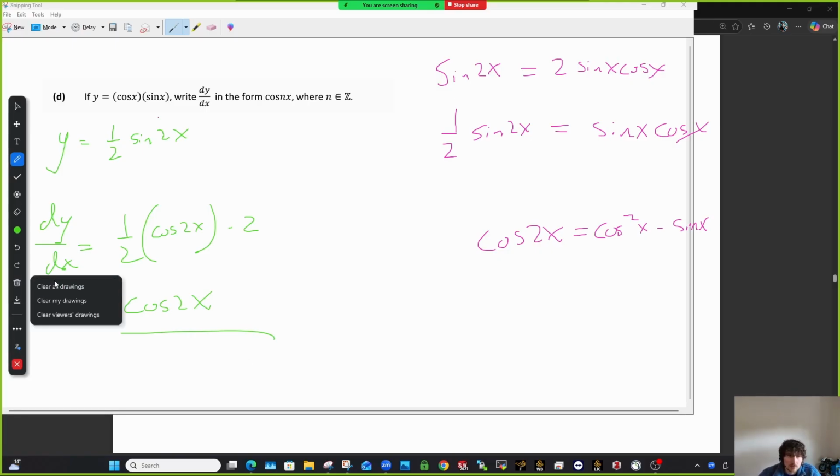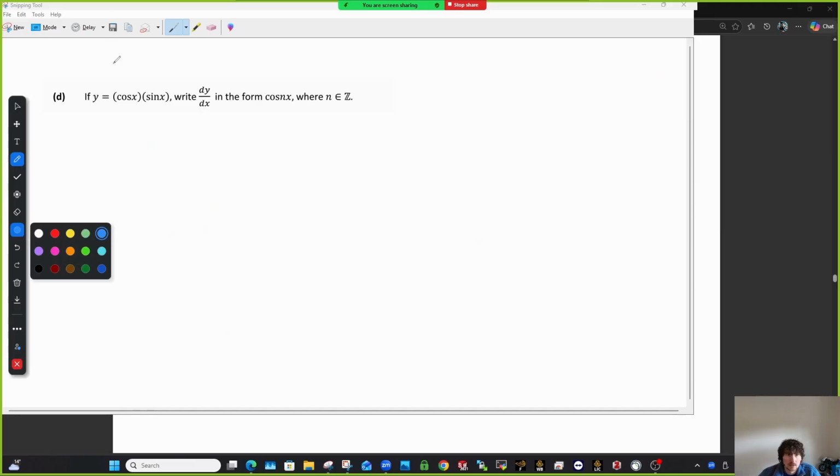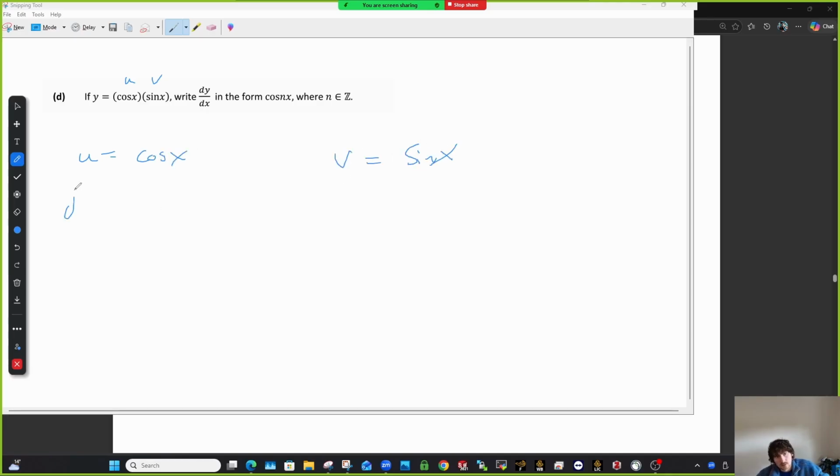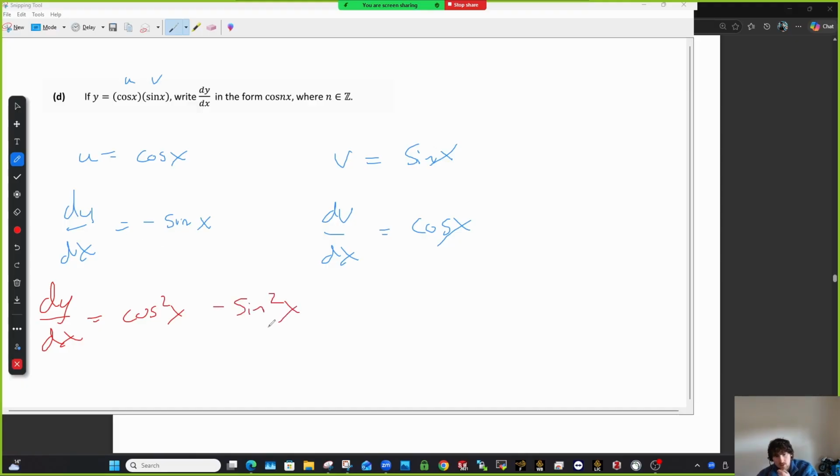Okay, if you didn't know that quick rule, obviously you have to go and do a u and a v here, product rule. So u equals cosine x, v equals sine x, du dx is minus sine x, dv dx is cosine x. Sub them in, do the product rule, dy dx equals u times the other guy, so that'll be a cos squared x. And then it's v times the other guy, so that'll be a minus sine squared x. Oh, remember, what did I have there a second ago? You should know that that's cos 2x.